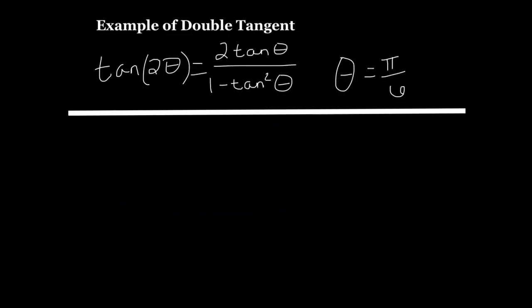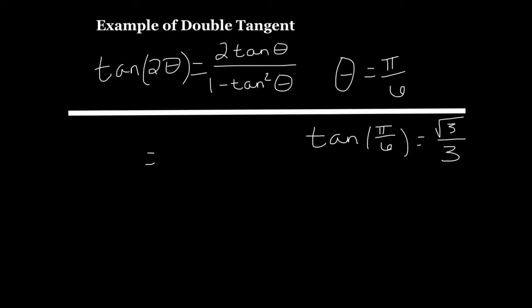So looking at a quick example of this, tangent tends to be one of the trickier ones, so let's just go ahead and look at what this looks like. We're going to take the tangent of 2 times pi over 6. So first off, I want to know what the tangent of pi over 6 is, and the tangent of pi over 6 is equal to root 3 over 3. So I'm just going to plug in root 3 over 3 into the formula.